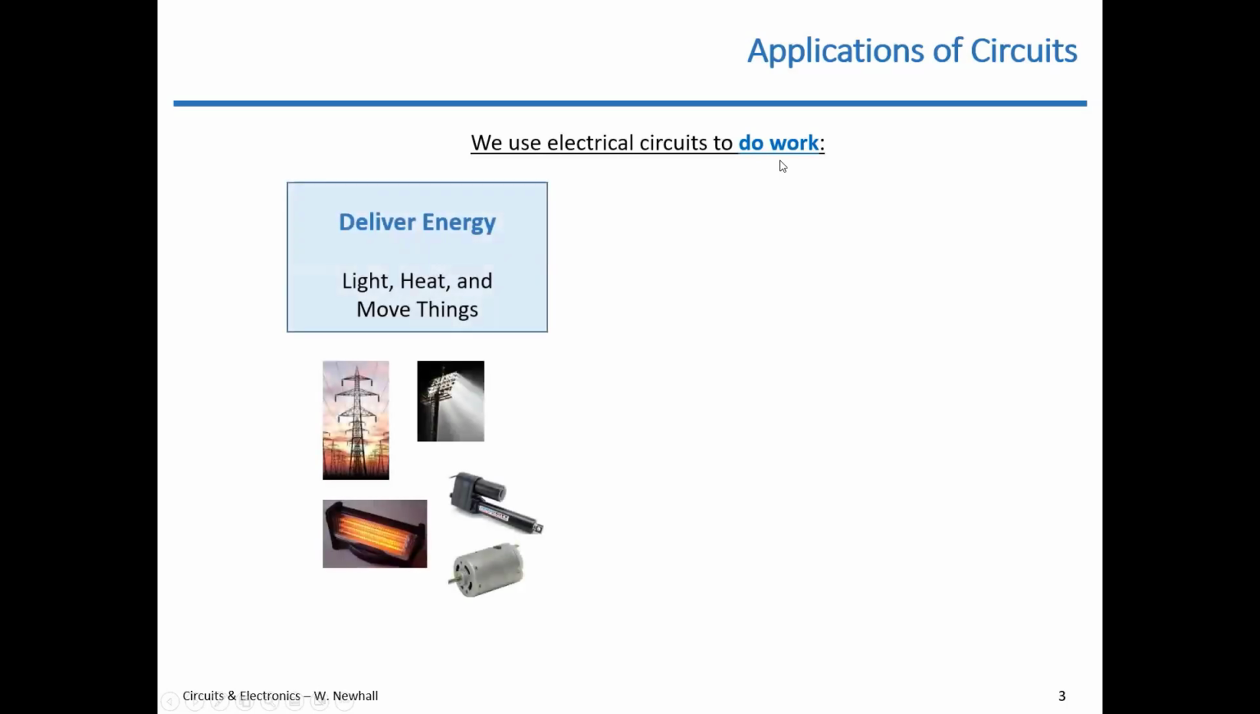So let's talk about the basic application of circuits. Why do we use electrical circuits? We use electrical circuits to do work or to transfer energy. Okay. That's not very obvious, really, practically, what that means, but you can basically divide doing work with electrical circuits into two different categories. One category is delivering energy. So we use electrical circuits to deliver energy from one place to another. We light things, we heat things, we move things. That is delivering energy in different forms from one place to another.